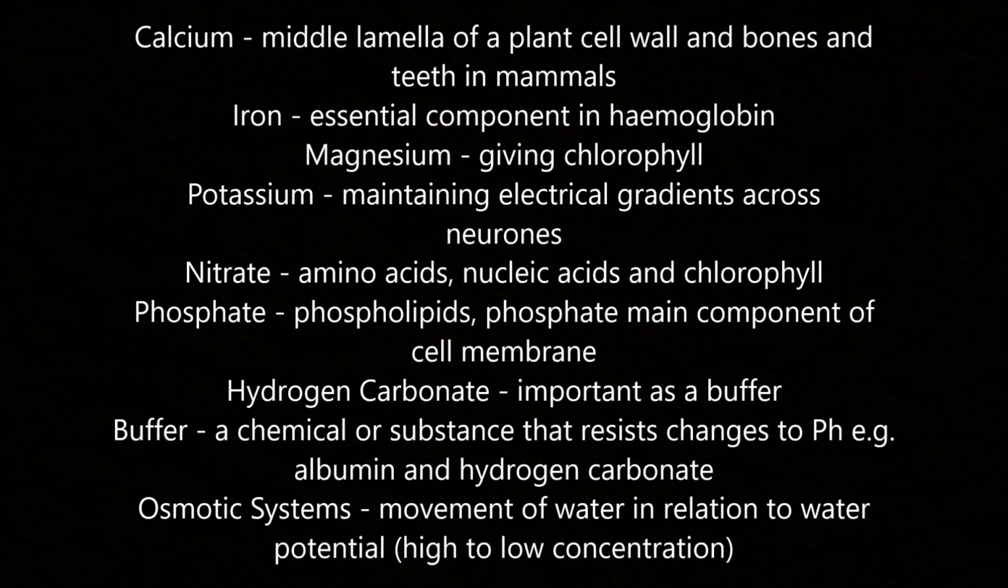Our next topic is going to be inorganic ions. Calcium is the metal in the middle lamella of the plant cell wall, and in bones and teeth in mammals. Iron is an essential component in hemoglobin. Magnesium is found in chlorophyll. Potassium maintains electrical gradients across neurons. Nitrate is used for amino acids and nucleic acids. Phosphate is in phospholipids, the main component of the cell membrane.